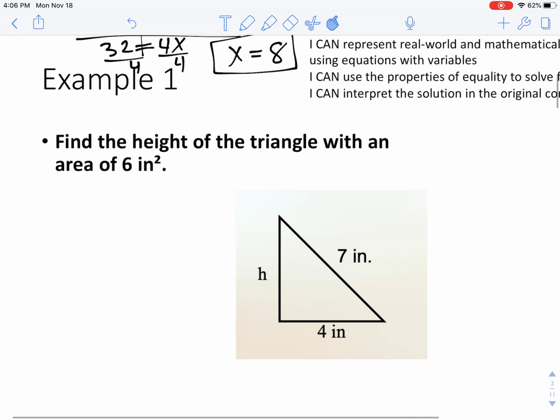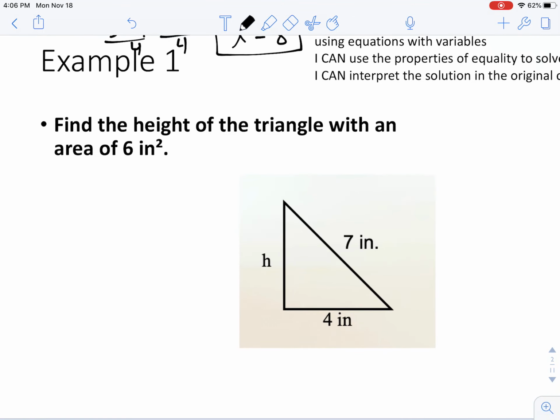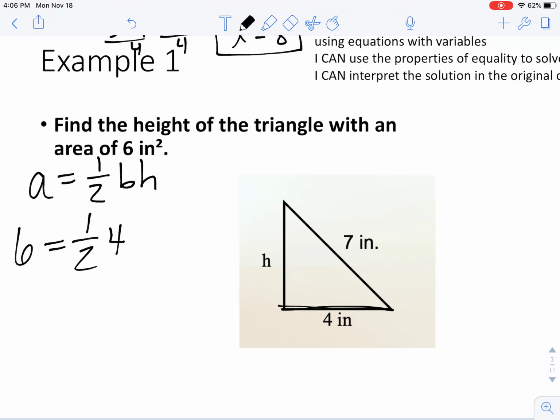Okay. Example 1. Find the height of the triangle with an area of 6 inches squared. First of all, the formula for area is area equals 1/2 base times height. So we know our area is 6 inches squared. I'm going to leave the label off there. We know it's going to be 1/2. Our base is 4, and our height is unknown.